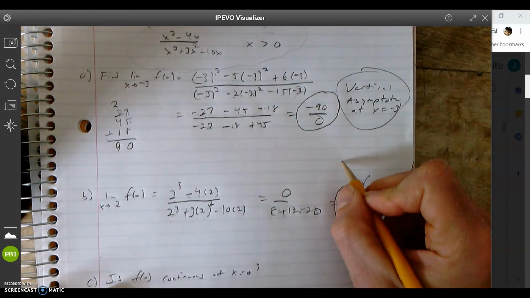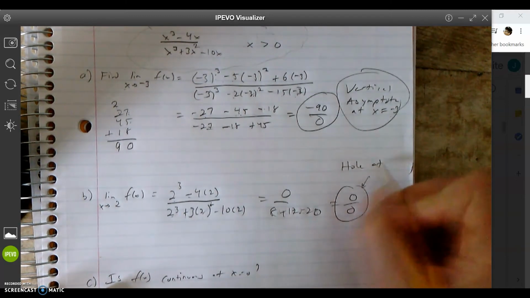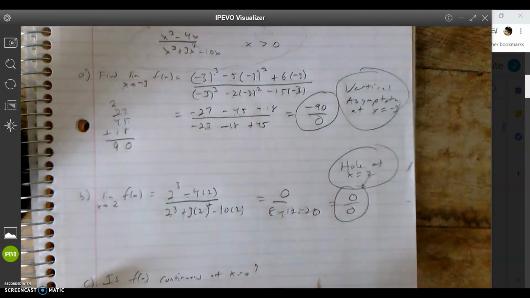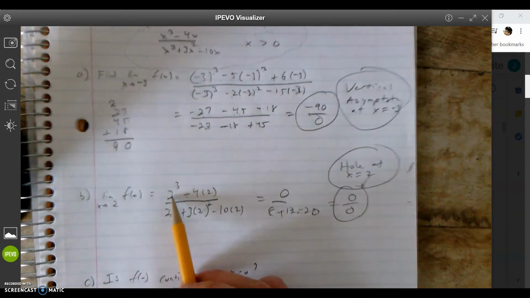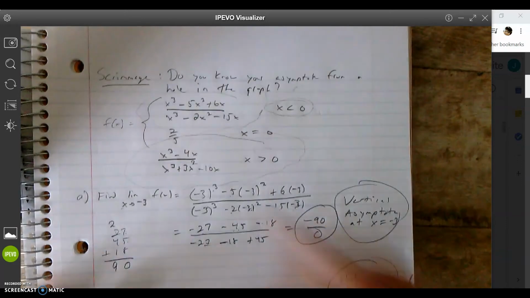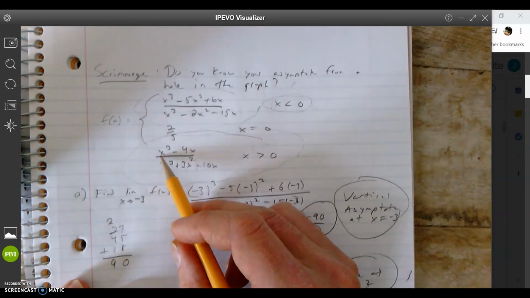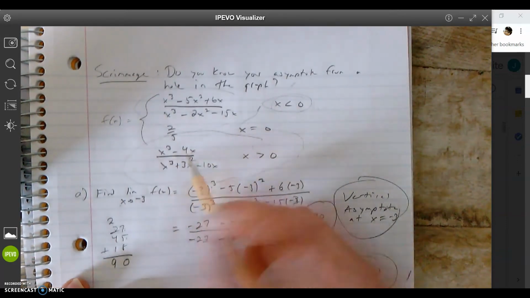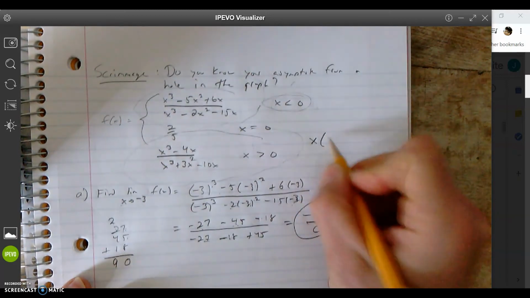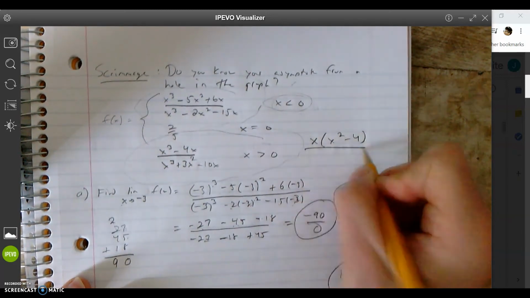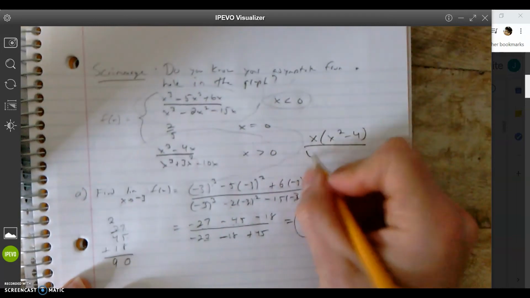So therefore we have a hole in the graph at x equals 2. That's a discontinuity, but I still have to find this limit. So what do I gotta do? Oh yeah, I gotta factor. All right, so how do I factor this thing? So I'm looking here, I can take out an x, can I? So I'm gonna take out an x. And here I'm also gonna take out an x.